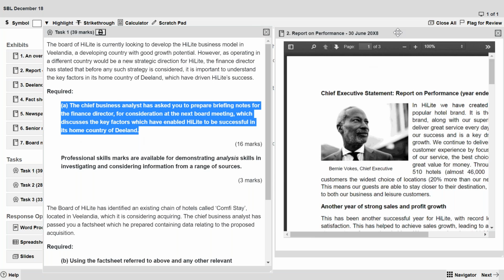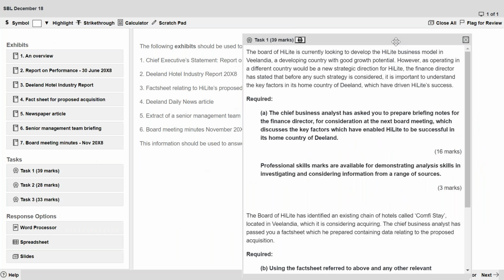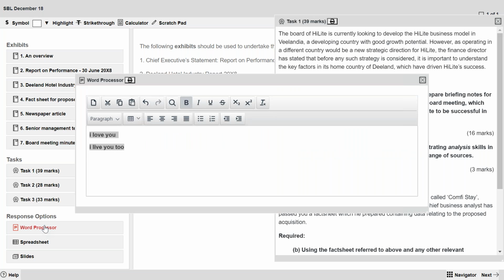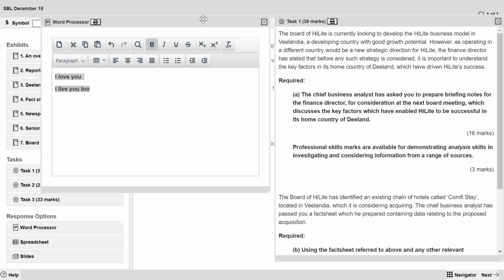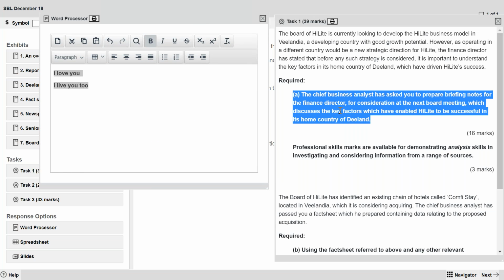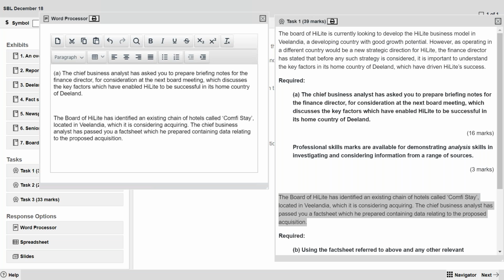Or I can also close this exhibit and I can take it here and I can open the word processor. I will resize it and I can just place it here and I can copy paste. I select this paragraph, I do Control C, I do Control V, and you can easily copy paste stuff from one window to the other window.